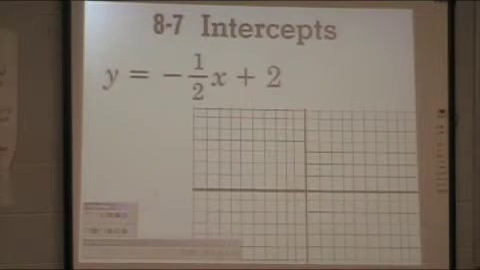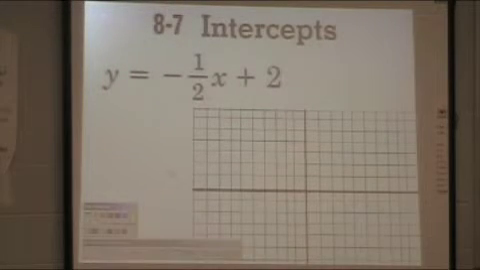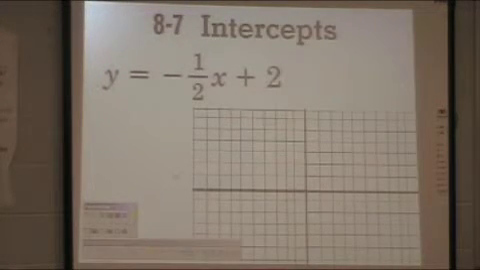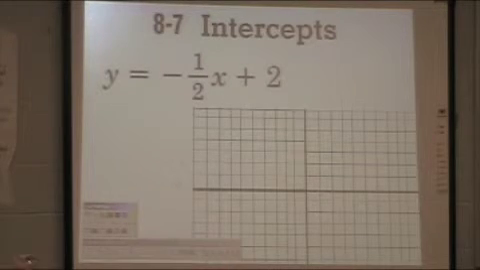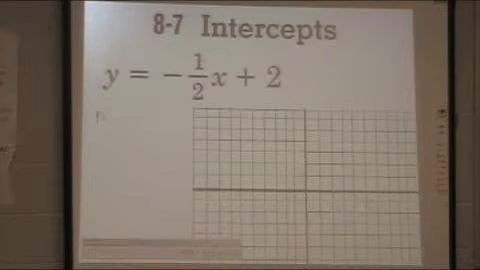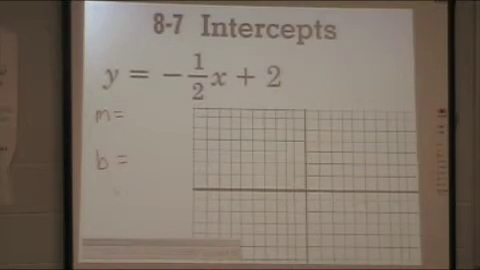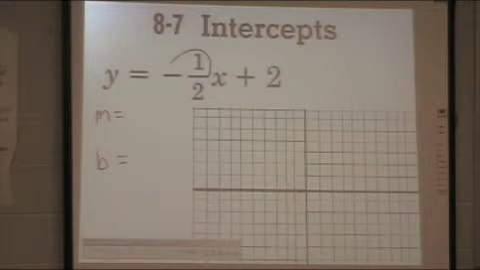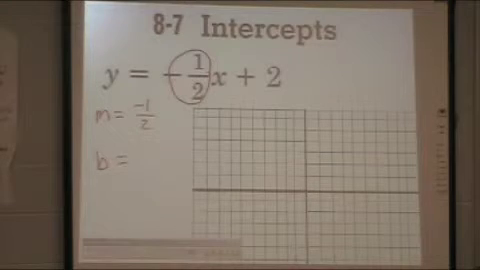Alright, we're graphing these using the slope and the y-intercept. No longer using a t-chart. We're saving time and we're graphing using the slope and the y-intercept. That means I have to identify what the slope is and I have to identify what the y-intercept is. In this case, the slope is -1/2. And remember, whenever you have a negative out front, the negative always goes with the top number. And the y-intercept is +2.